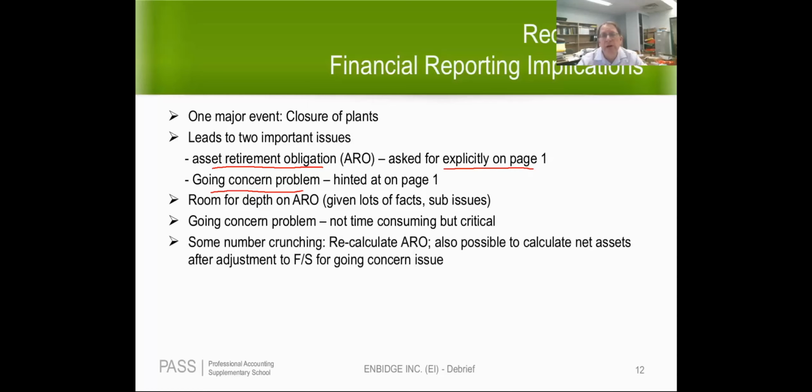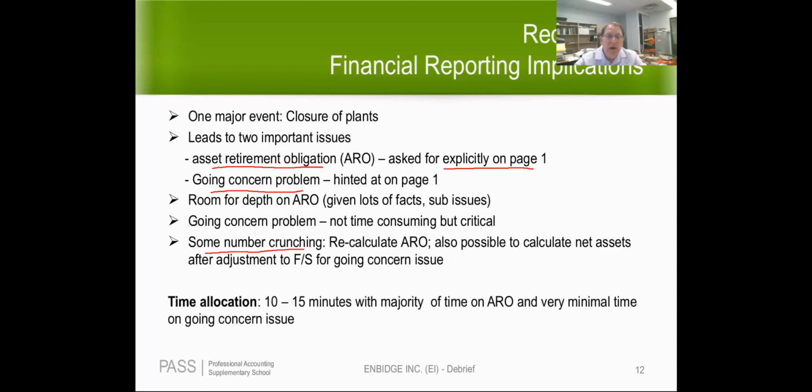Now, the ARO theme of the day, the ARO had some number crunching. You don't have to answer this one, but I'm hoping how many of you guys attempted to do some number crunching. Everybody should have attempted to recalculate the ARO. So, 10, 15 minutes, but 10 for ARO, 5 for going concern. Most of the time on ARO, you can still play with that.